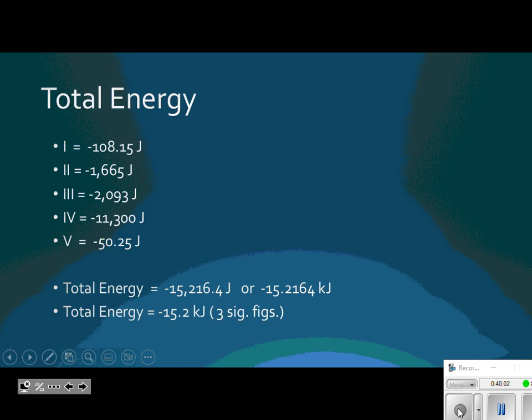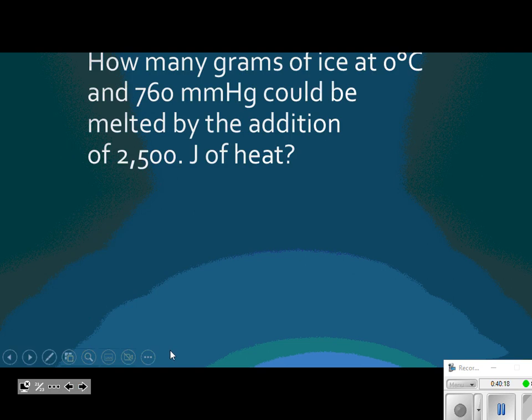Now, we're not done yet, because I've got to show you one last type of problem, and this was missed a ton on one of the quizzes. So, let's talk about this one. I'll give you a second to write it down. How many grams of ice at 0 degrees Celsius and 760 millimeters of mercury could be melted by the addition of 2,500 joules of heat?